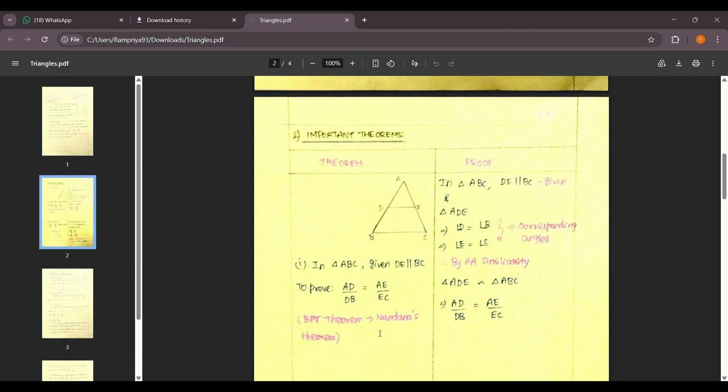I call it Nandana's theorem, because Nandana was a very special student who gave a very simple proof for proving BPT. So I renamed this theorem after her to honor her, just like how great people are getting honored. So I renamed this as Nandana's theorem.